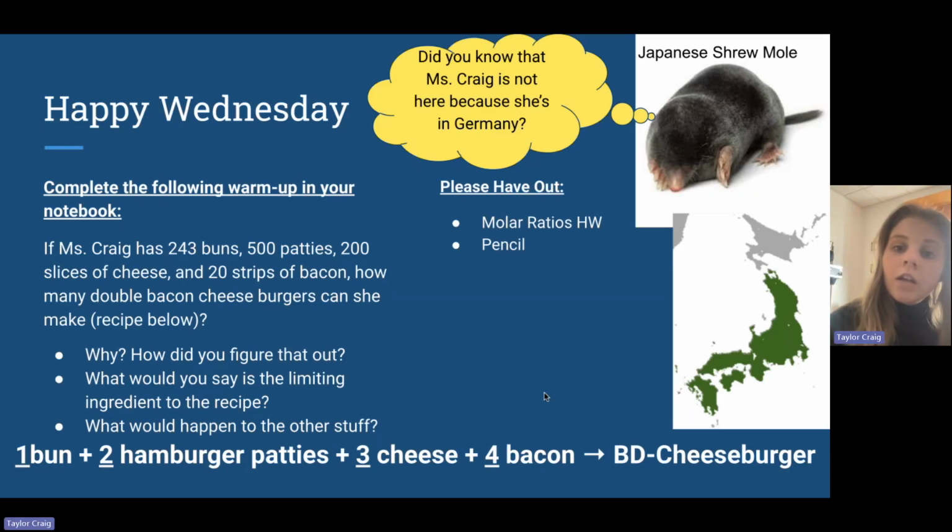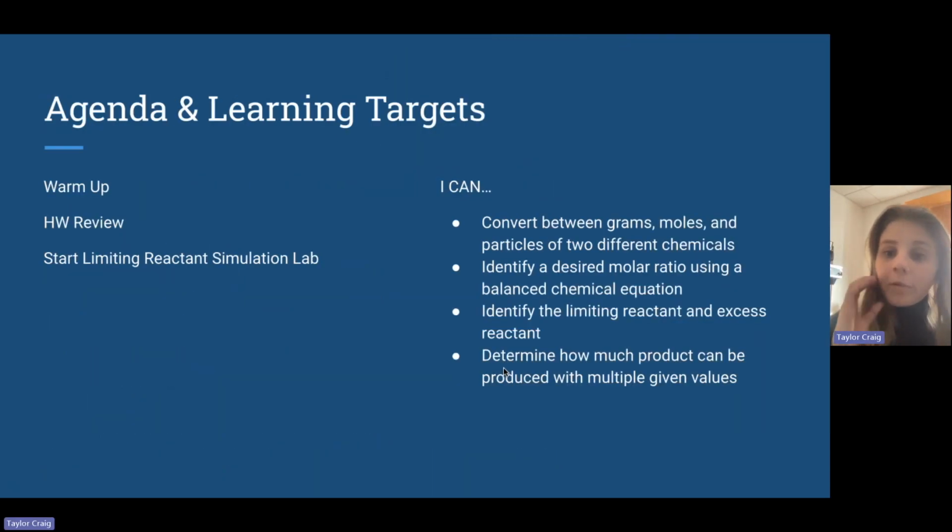So if you haven't uploaded that molar ratios homework, do that now. We did our warm-up. We're going to review that homework. And then you're doing a simulation lab today online. Your goal by the end of the day is that you can convert between grams, moles, and particles of 2 different chemicals. You can identify a molar ratio using a balanced chemical equation. You can identify the limiting and excess reactants, and you can determine how much product can be produced given multiple values, just like we did with our cheeseburgers.